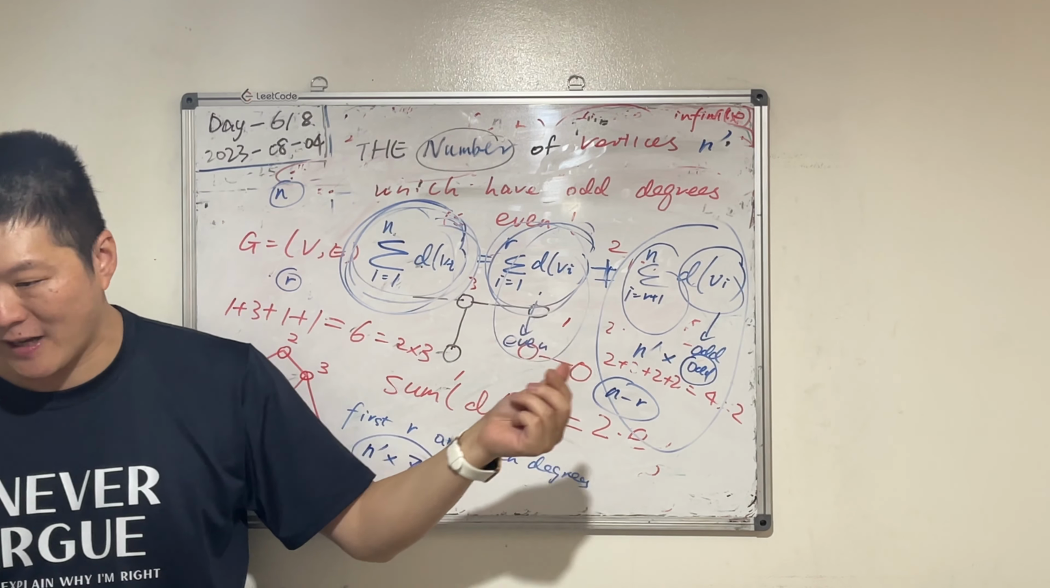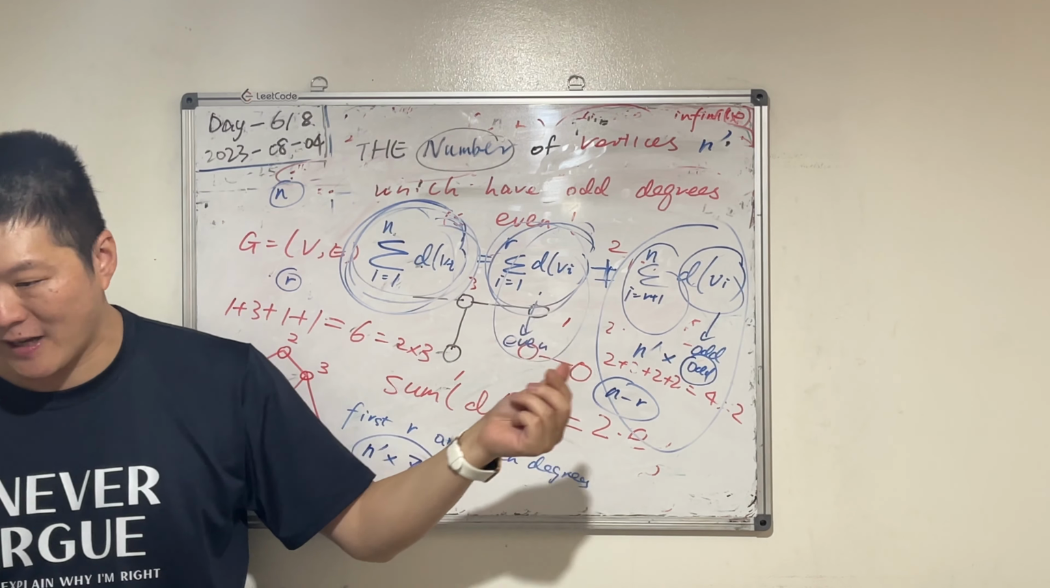So what's this bit? This bit is the sum of the degrees for those vertices which have odd degree. Because they are all odd degree, this bit is odd, so it has to be multiplied by an even number. So we prove the number of vertices which have odd degree is an even number.